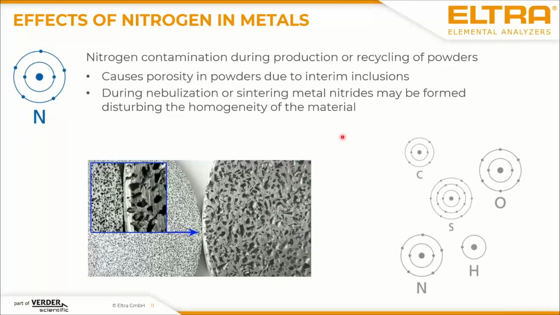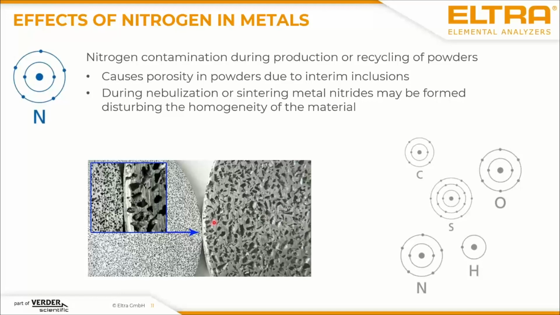Nitrogen also has an effect on the metals. You can see it here because it causes porosity. In powders, it also means you have a much larger surface in the powder compared to the standard powder with lower nitrogen content. But the other effect is that metal nitrides may be formed during the process of powder production and printing, so they will disturb the homogeneity of the material.